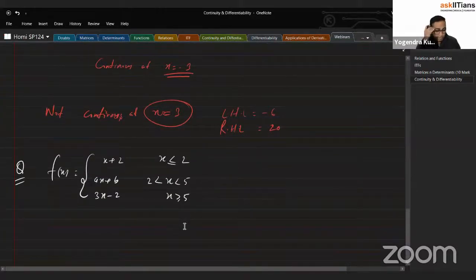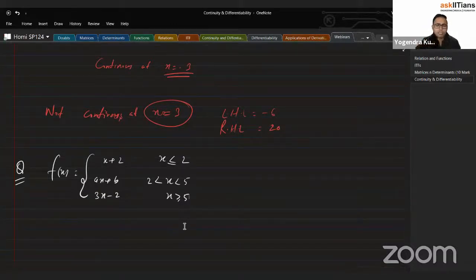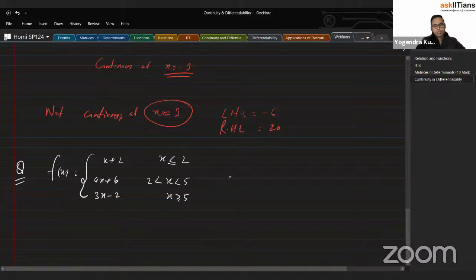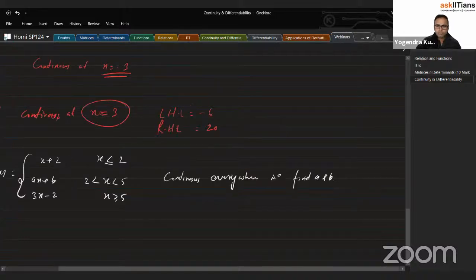So we need to check, oh sorry, what are they telling? It is continuous everywhere, so find the value of a and b. Yeah, guys, tell me the answer quickly. I think everyone should give the answer for this. Find a and b. It is given continuous everywhere, so find the value of a and b.